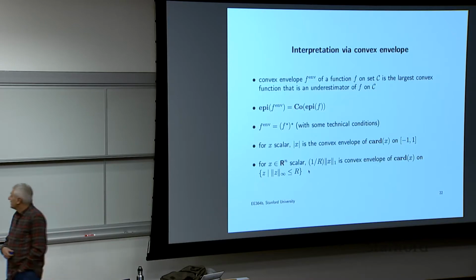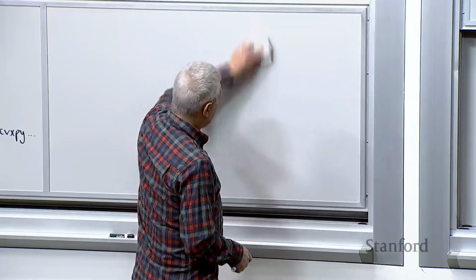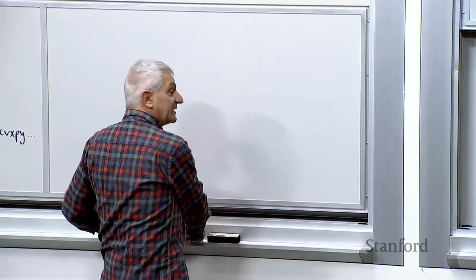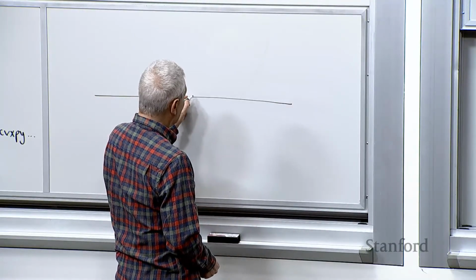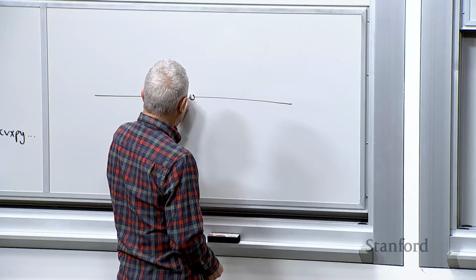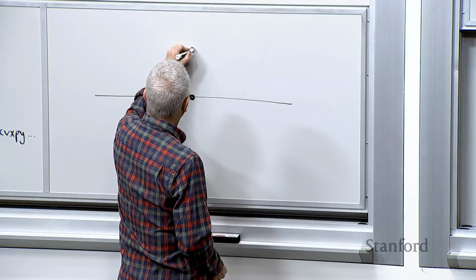And you can work it out for at least some things. And we can actually work it out for the card function, but restricted to an interval. So I'm going to write down the card function. This is 0. So let's see, it looks like this. So that's filled. And then it looks like that.